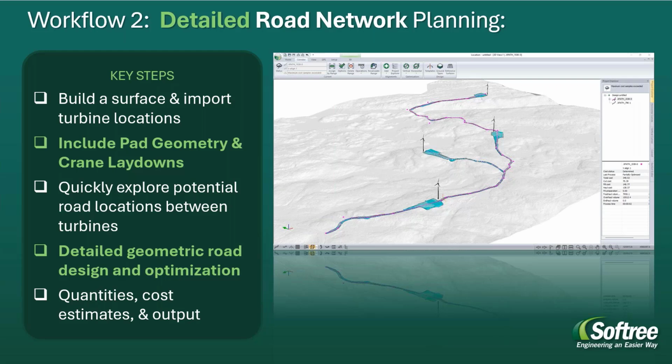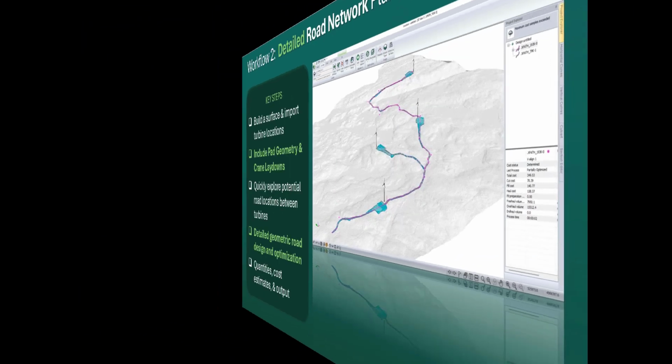Finally, in this one, we can get quantities, some cost estimates, add culverts, because that's taking it a step further, because this is a little bit more detailed, and talk a little bit about how you can output the design. So with that, I am going to pass it back to Matt. And yeah, we'll go through our second workflow.